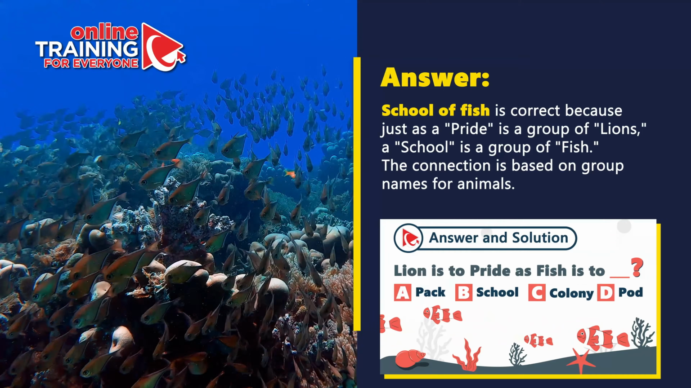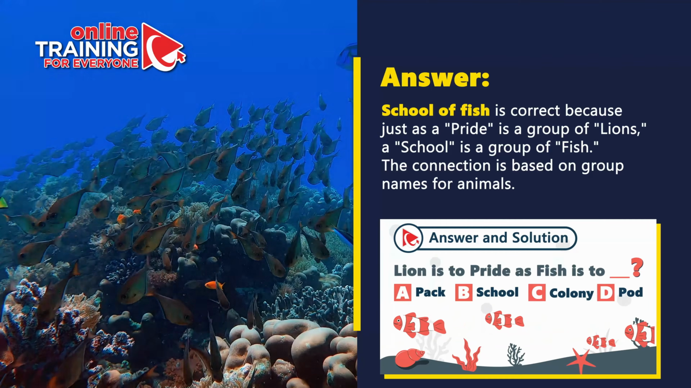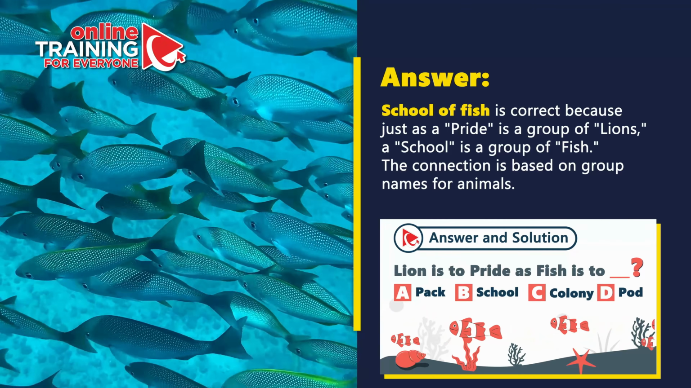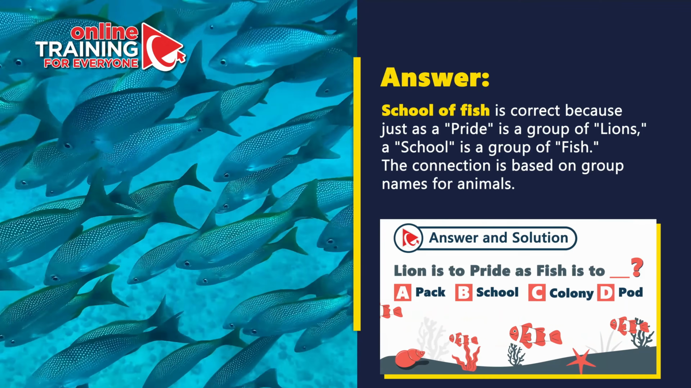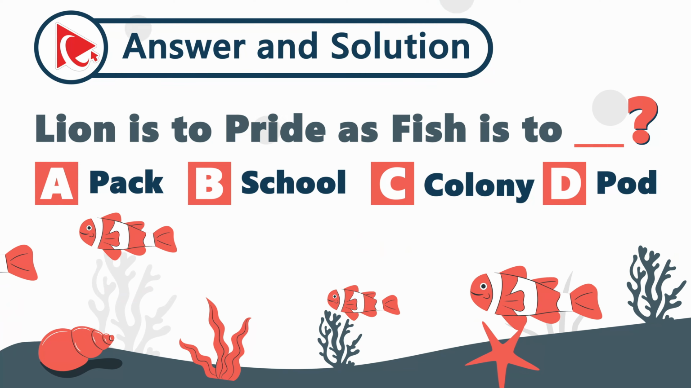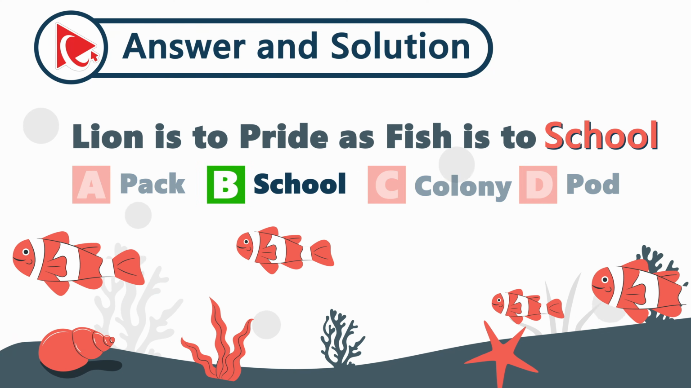A school of fish moves in a highly coordinated manner, creating the illusion of a single larger organism. This synchronized swimming helps in evading predators and conserving energy. Another cool fact is that fish in school communicate through visual signals and water vibrations, enabling them to change direction almost instantaneously. So the correct statement here is lion is to pride as fish is to school. And the correct answer here is choice B, school.